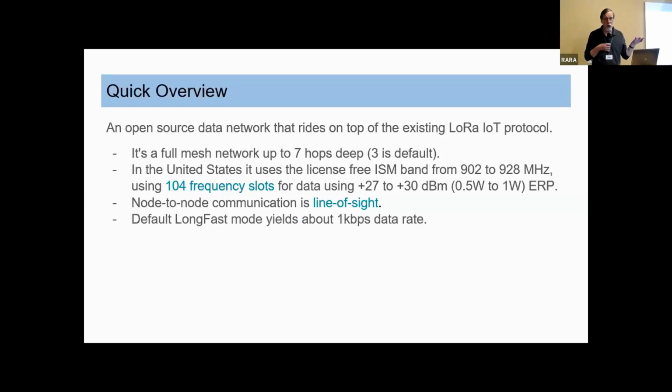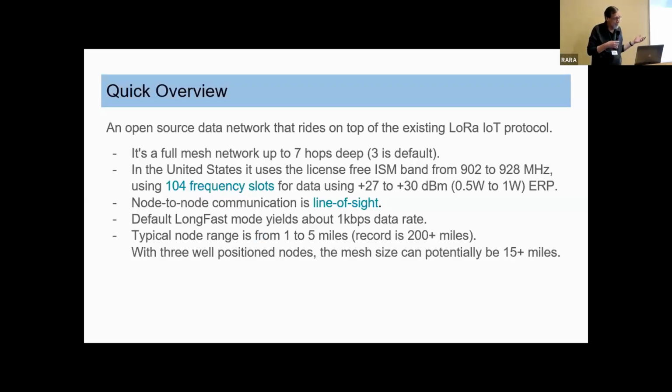There's several different modes that it can operate in. The default is something called long fast. And at long fast, you can communicate data at about a kilobit per second. That's not bad. You're not going to be sending lots of photographs and movies and things that way. You can certainly send sensor data, and you can send text messages and things like that. But that's really what it's designed for.